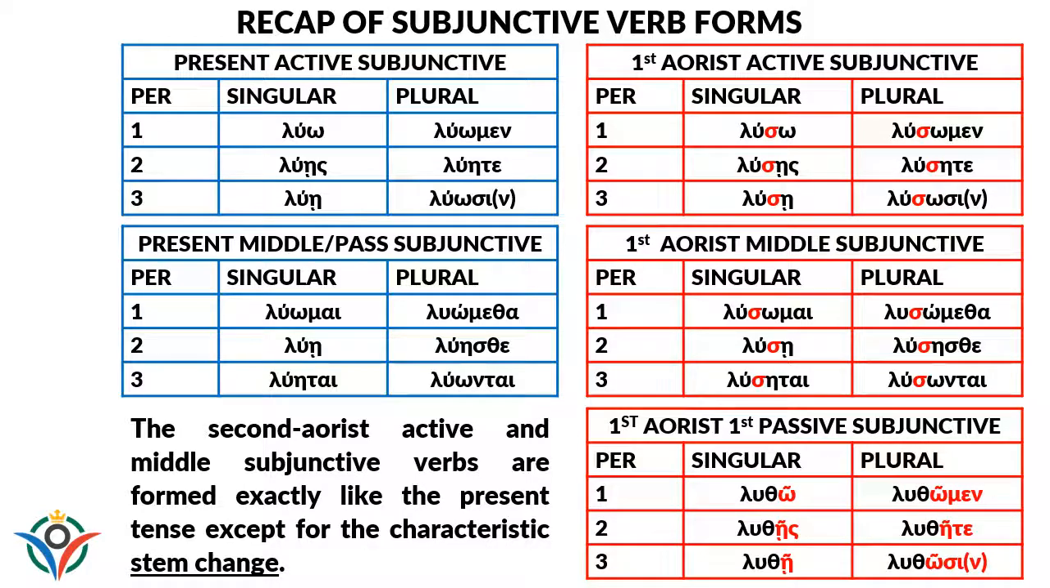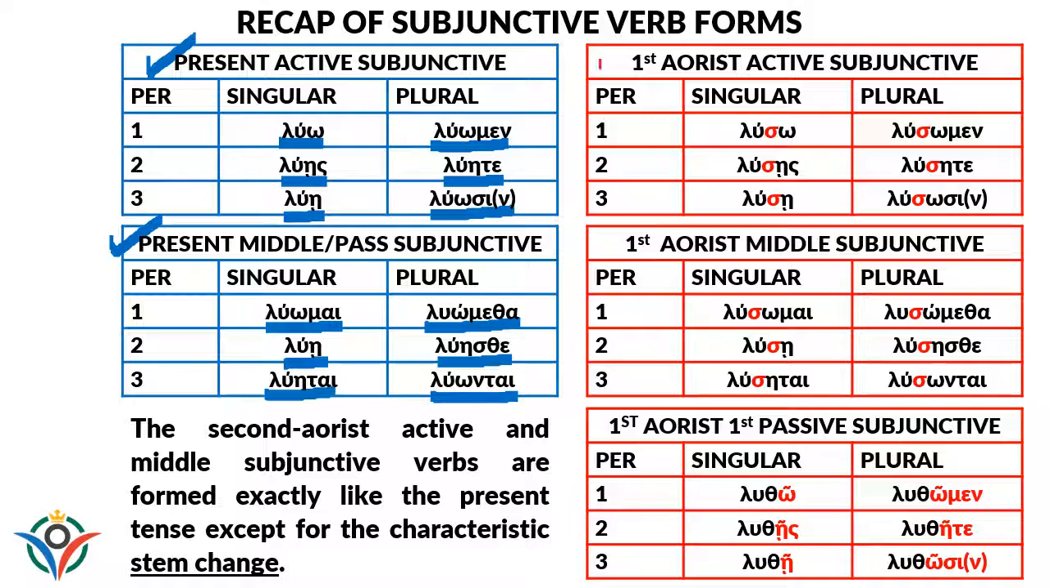Let's also do a recap of the subjunctive verb forms, beginning with the present active subjunctive. We have luo, luēis, luēi, luōmen, luēte, luōsin. The present middle passive subjunctive forms are luōmai, luēi, luētai, luōmetha, luēsthe, luōntai.